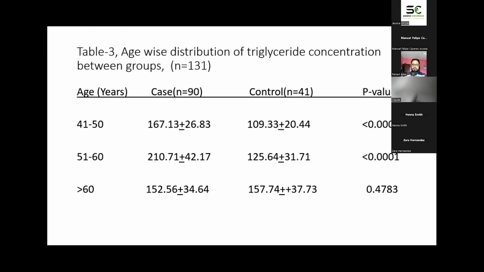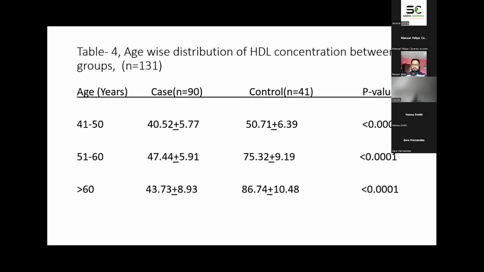This is again significant. And in the age group more than 60 years, the triglyceride concentration is about 152, whereas in the control group, it is 157. Here the p-value is 0.4783. This is insignificant.